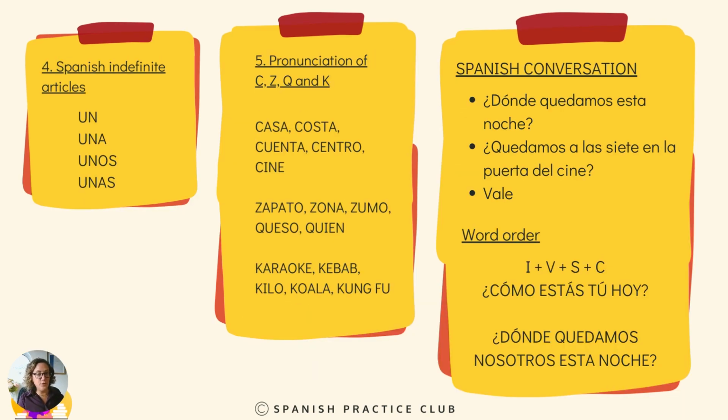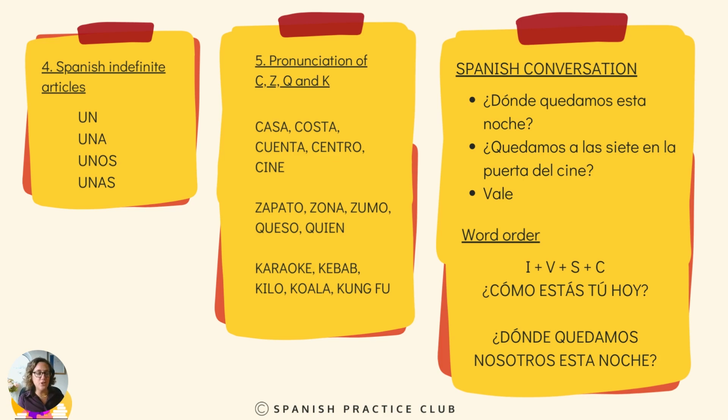Number 4, we've learned the Spanish indefinite articles. Un, una, unos, unas. We have learned a lot about the pronunciation of these letters in Spanish, C, Z, Q, and K, and a lot of examples and vocabulary about how to pronounce and practice the pronunciation of those sounds, as well as with tips and how the equivalents are in the English language.